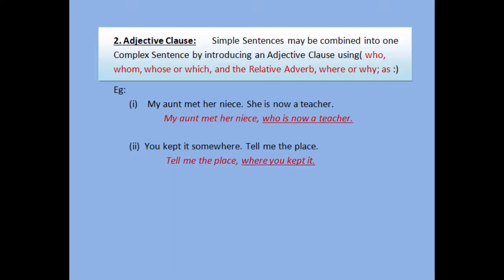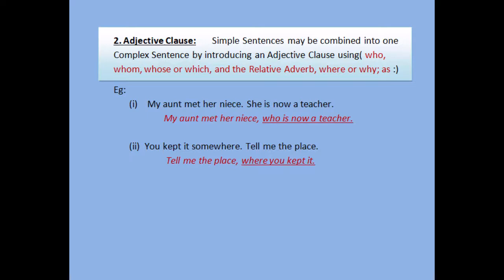Second is by using adjective clause. Adjective clauses also function the same way as an adjective to modify the noun or pronoun in a sentence, but in an adjective clause, it adds extra information about the noun or the main clause. So we will see through these examples.